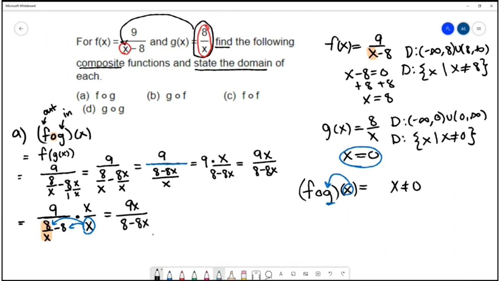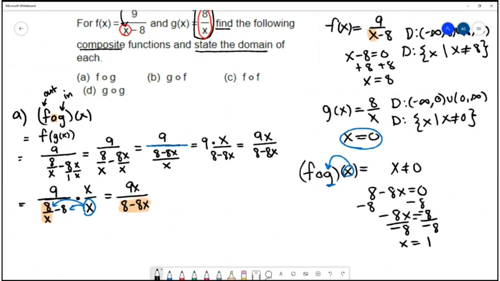And then we can look to what we got in our final expression here to get any other exclusions. We're going to take 8 minus 8x, set that equal to 0, and solve. We subtract 8. That gives negative 8x equals negative 8. Divide by negative 8, and we get x equals 1. So we also need to exclude 1 from our domain.